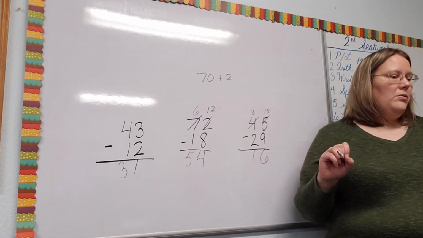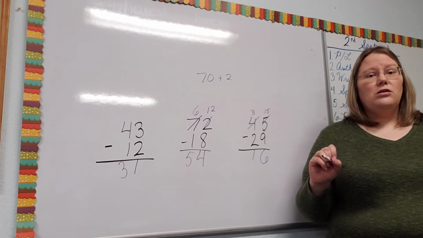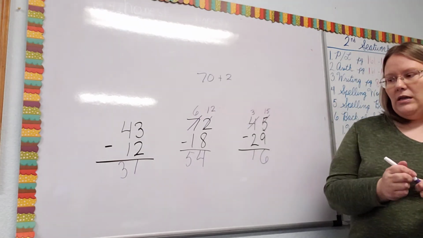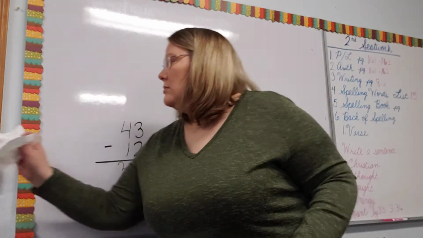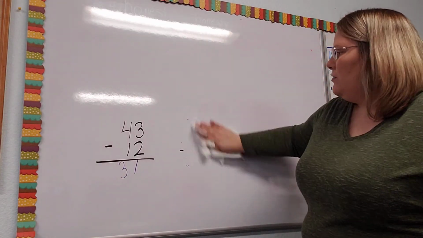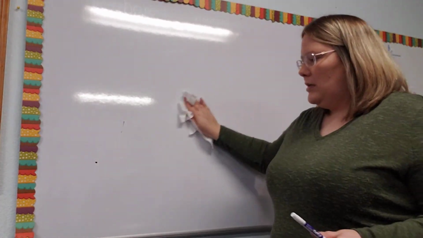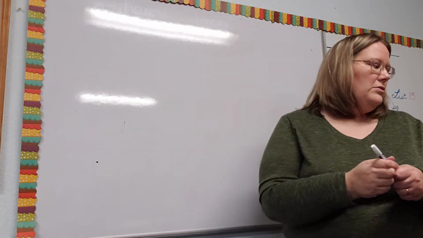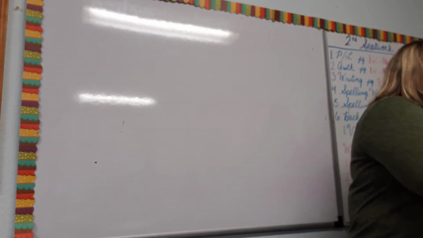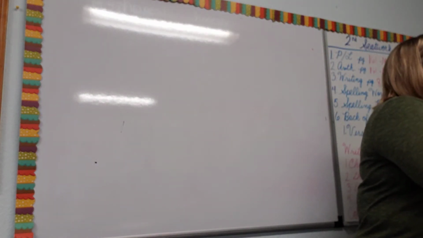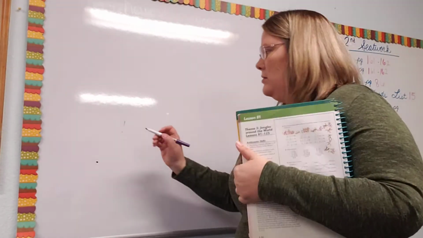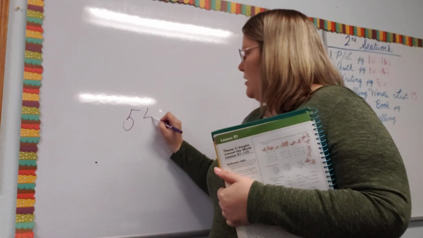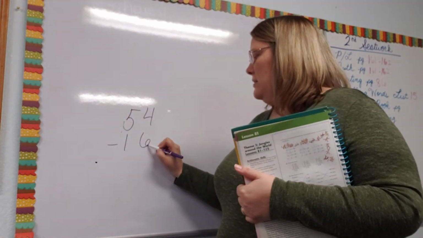Alright, take out your paper. And we're going to start with number 2, because number 1 is regular subtraction that we've been doing. So we're going to come back to that and we're going to go on to our borrowing. We're going to do these together. So let me get a couple on the board. We got 54 minus 16.